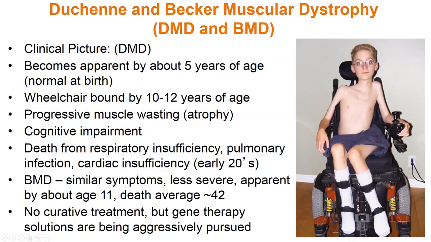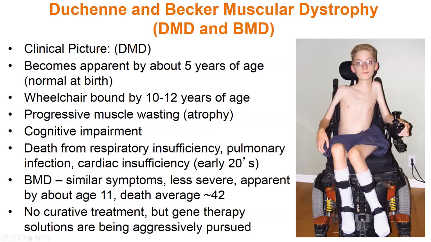Here's the clinical picture. This is a picture straight out of your textbook. This kid is actually fairly late in the game. They're normal at birth, and the symptoms start to become apparent by about 5 years of age. They're going to be wheelchair bound by about 10 to 12 years of age, with this progressive muscle wasting, and you can definitely see that. This kid's probably, I'm just guessing, in his early teens. It may even tell you in the textbook how old he is.